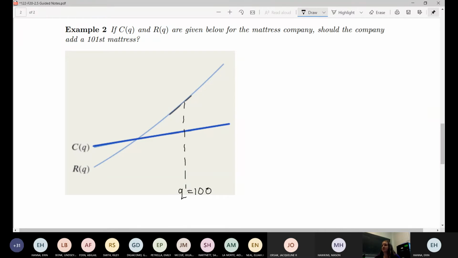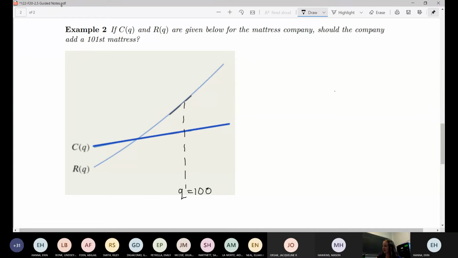So if we're given these 2 functions, graphed C of Q and R of Q, we're essentially back to that idea of being at that mattress company where they want to know if they should make the 101st mattress. So should they make the 101st mattress? Your boss comes up to you and he's like, here's all the information I have on our cost and revenue, figure it out. And you're like, thanks, this isn't very helpful, but I'll try. So this is all we have to work with.